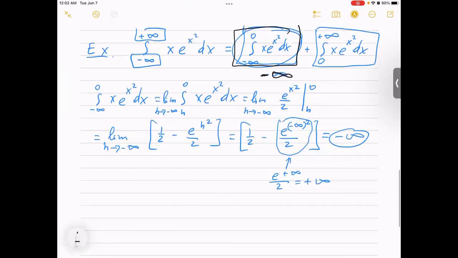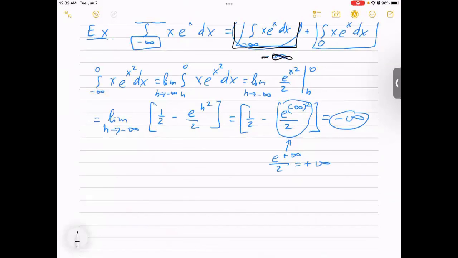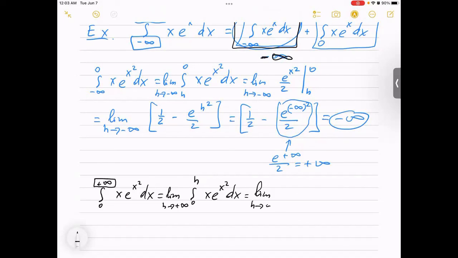So now let's calculate the second integral. The second integral is going to be similar, from 0 to plus infinity of x e to x squared dx. So we have a trouble spot, plus infinity. We're going to put h instead of it. And we say, well, h is approaching plus infinity. The integral of x e to x squared dx has the same antiderivative as we did before, e to x squared over 2. Now it's from 0 to h.